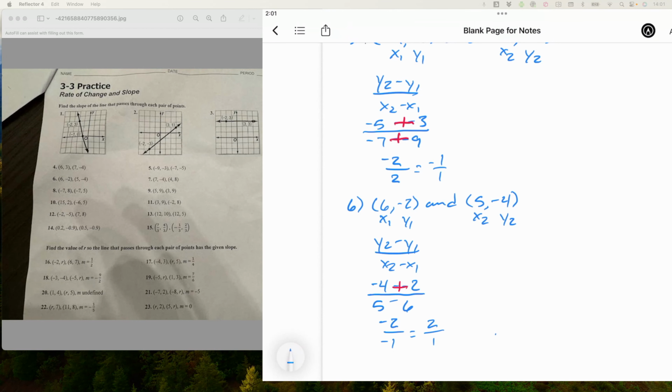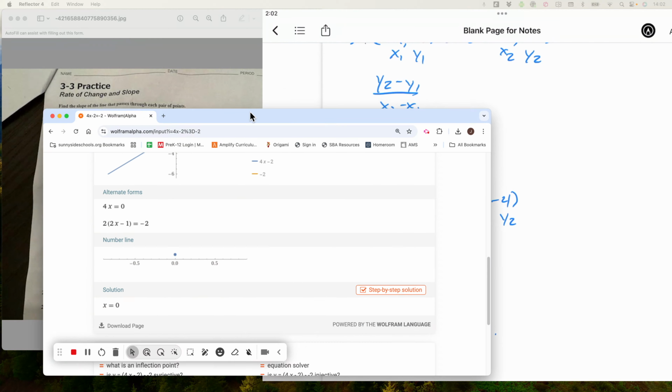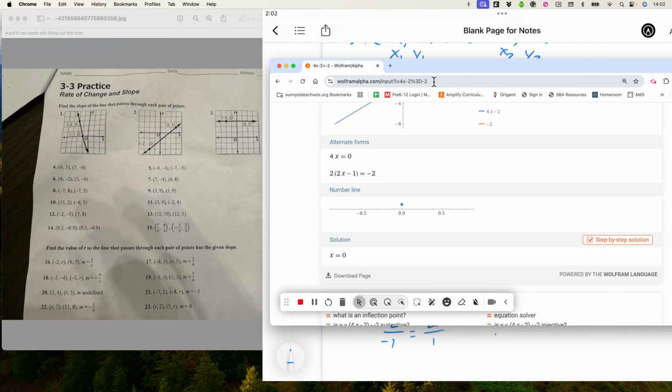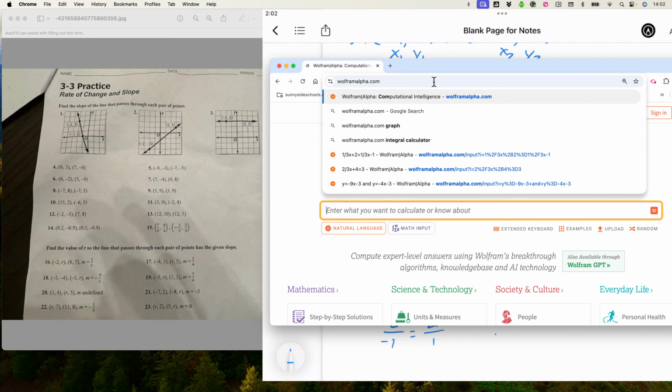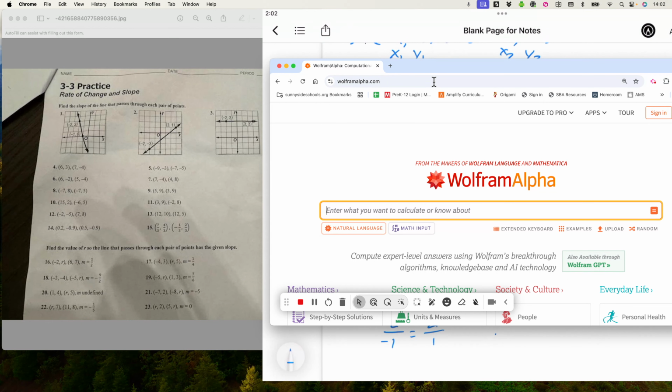Through 13, those will all be pretty easy, and I will show you a website right now that you can use to help you sort of navigate that and check your work. The website is wolframalpha.com. This is the world's most powerful calculator.